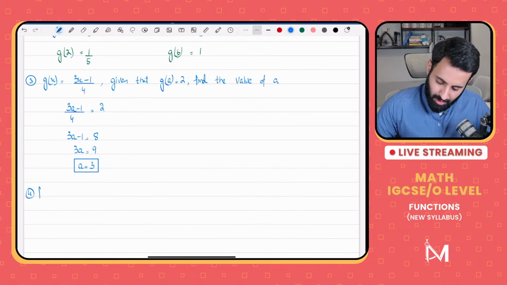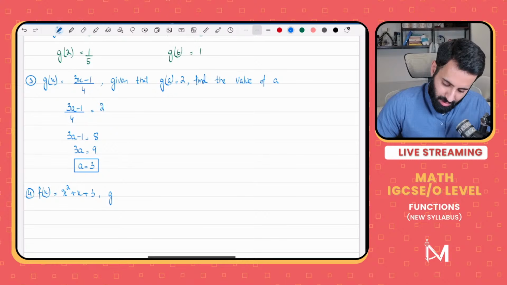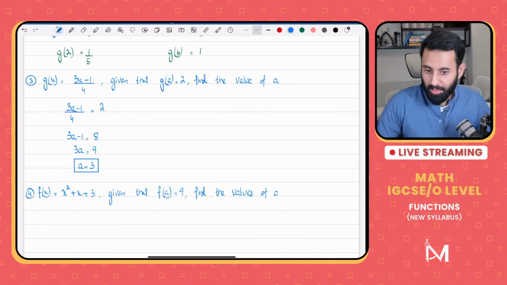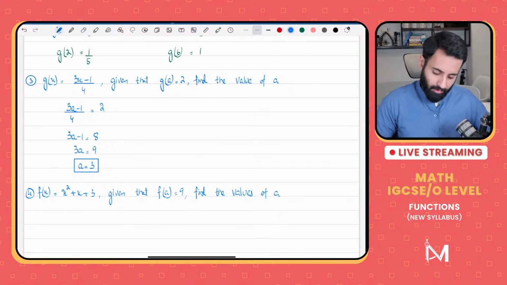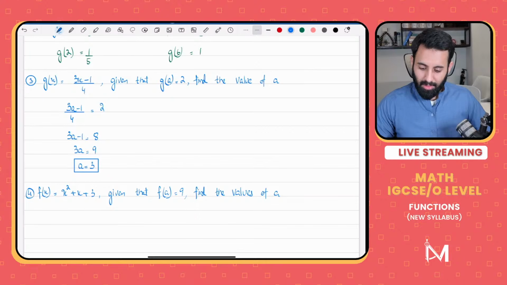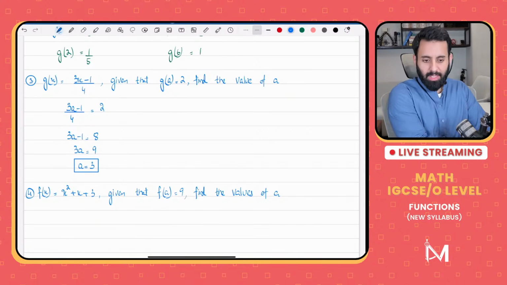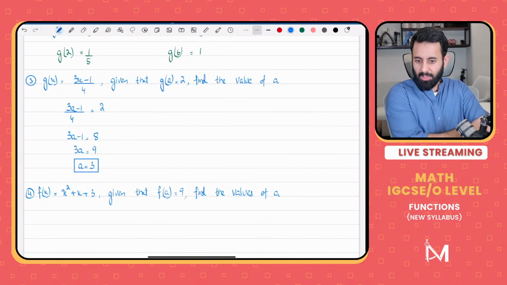Let's say you're given f of x equals x squared plus x plus 3. And the question says, given that f of a equals 9, find the values of a. Okay, notice how it says, find the values. Values means that there are likely going to be more than one answer. Could be 2, could be 3. Actually, not 3. We don't have 3 equations that give us 3 answers in our syllabus, but yes.